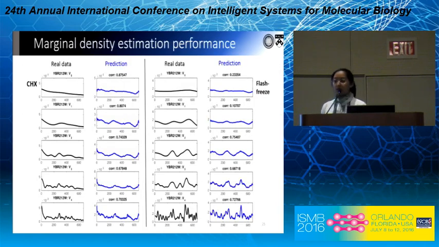Okay, here is one example of how we do in the prediction. I am showing cycloheximide data on the left and flash freeze data on the right. The black curves are the real data and the blue ones are the prediction. Here I'm showing the first 5 scales.